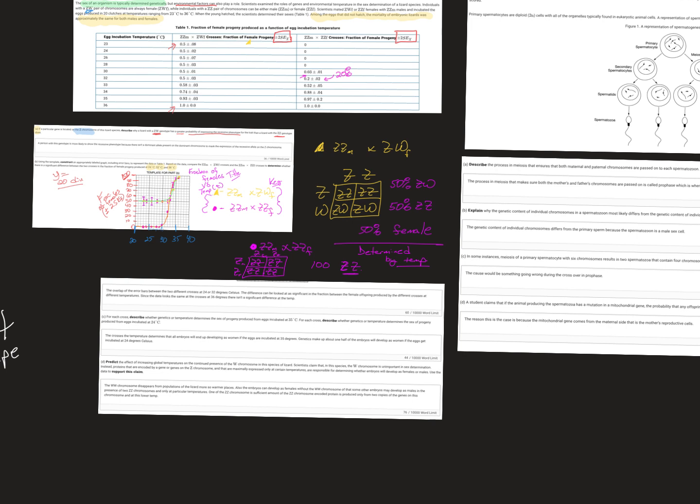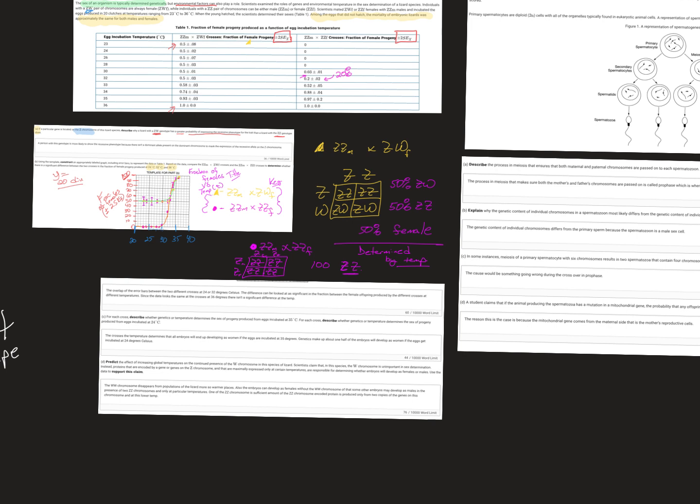Whether you get the chromosome or not is not really dependent on the environment. There would have to be genetic variability in the population. So you'd have to have individuals that have a W and others that don't have a W. So obviously here you do. You have a ZW or a ZZ.